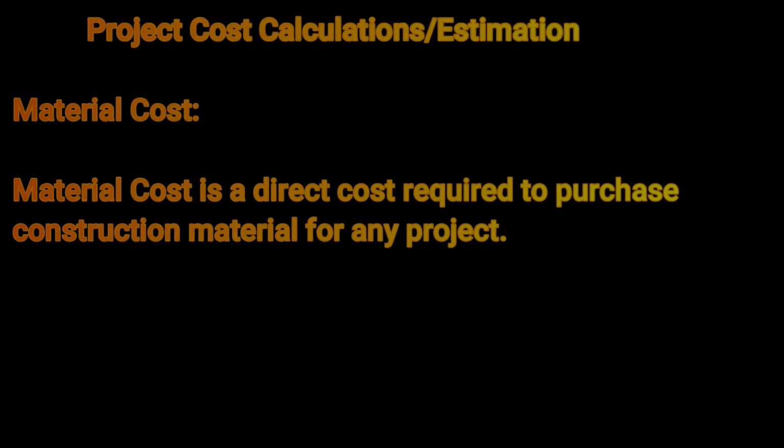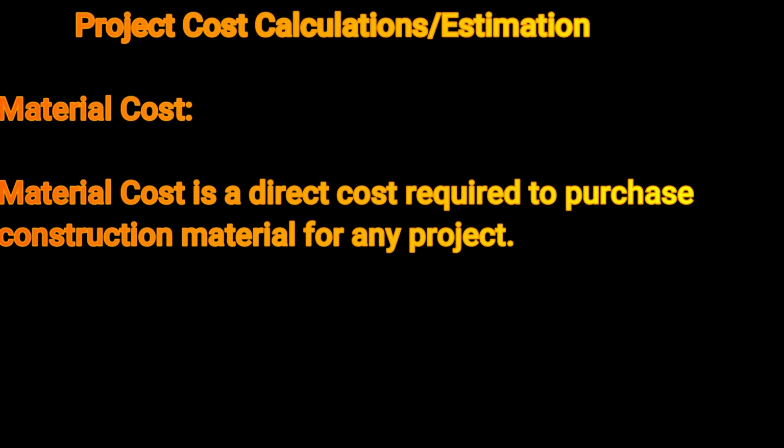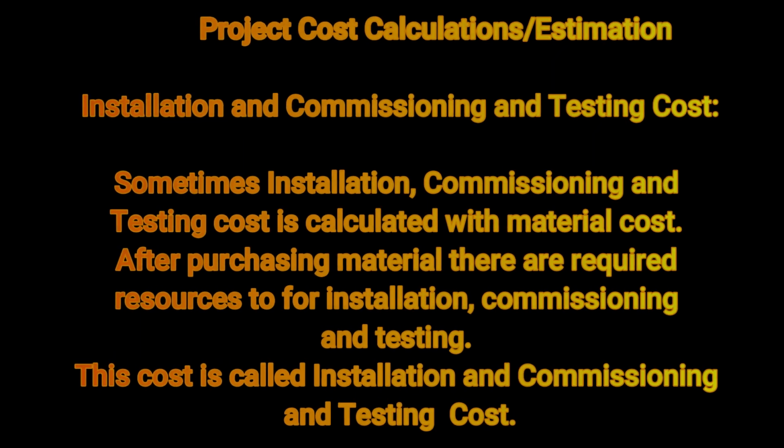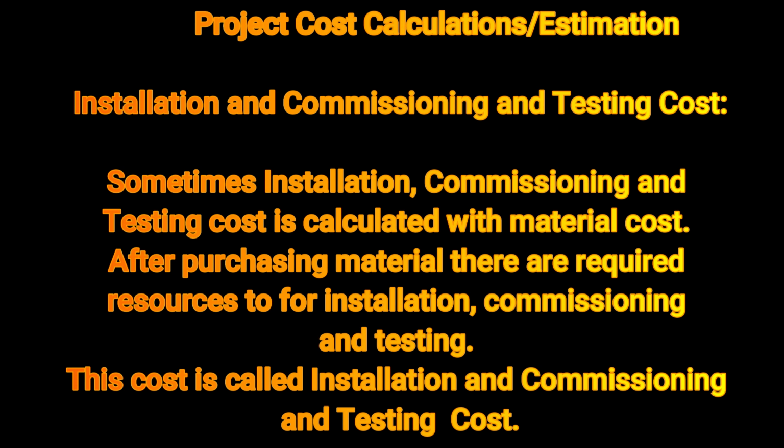Material cost. Material cost is a direct cost required to purchase construction material for any project. Installation, commissioning and testing cost. Sometimes installation, commissioning and testing cost is calculated with material cost. After purchasing material, resources are required for installation, commissioning and testing. This cost is called installation, commissioning and testing cost.